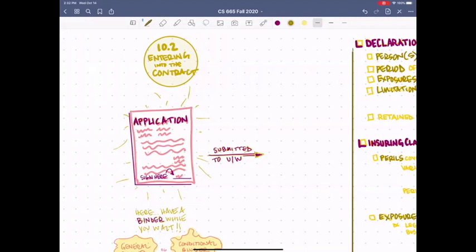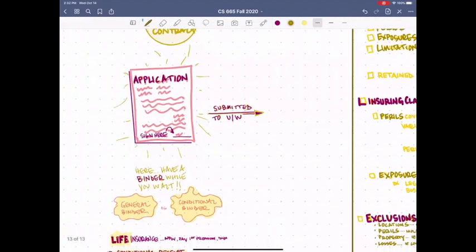And so you'll complete the application, and depending upon the kind of coverage you're purchasing, they may give you a binder. And this binder will indicate whether or not you have coverage that minute or if it's conditional. So again, you have immediate coverage with a general binder, and you have conditional coverage with a conditional binder that will not be enforced unless the underwriter approves it. With a general binder, you're covered right there.